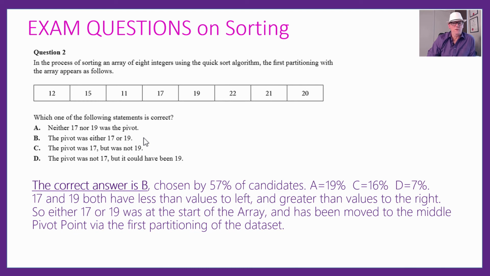So only about half the students that did the exam got that right. And you can see the other ones were almost split evenly, although A, that's a bit of a worry, that 1 out of 5 students said that neither 17 nor 19 was the pivot. Well, you can see both those guys have been moved to the middle, and things are smaller and bigger. Bigger on the right, smaller on the left. So they didn't even know what quicksort was about.